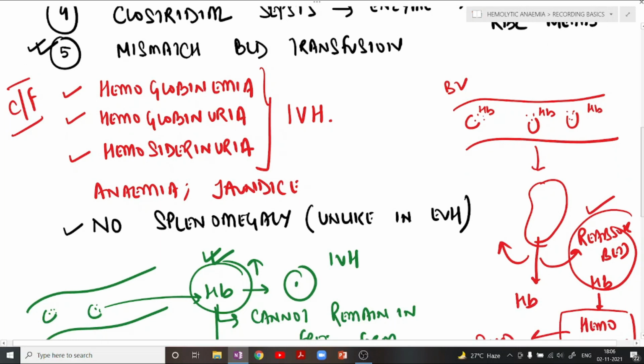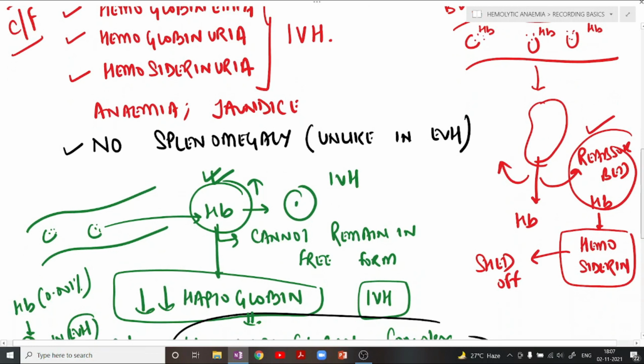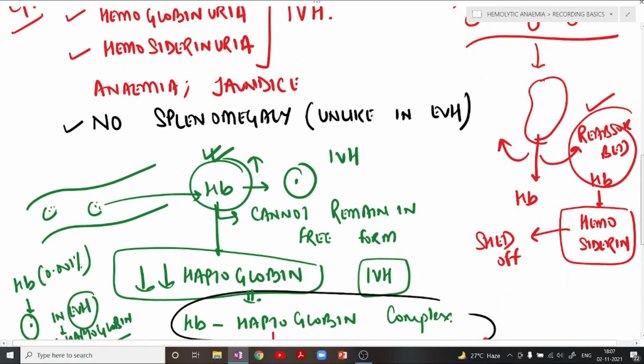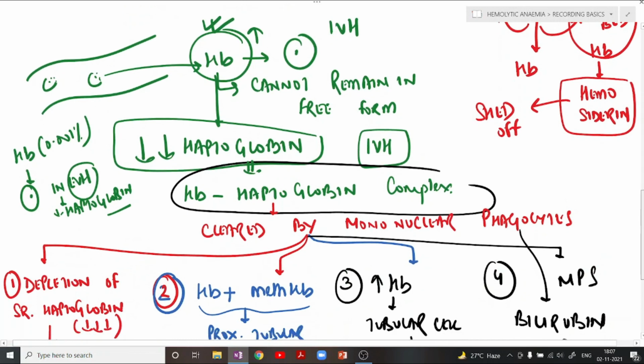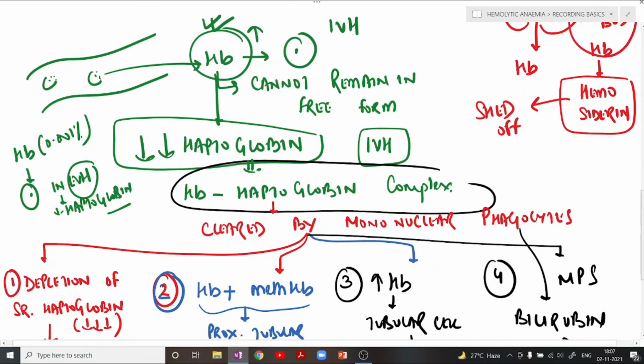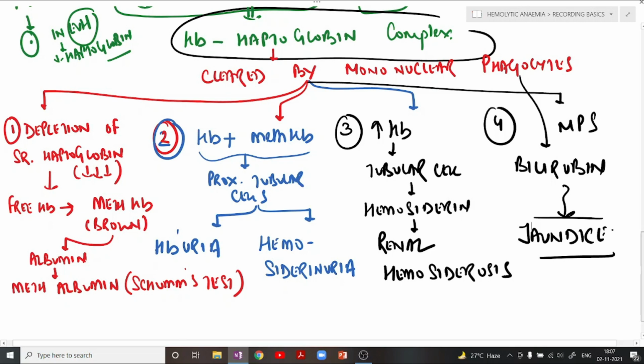Okay. Now remember, very importantly, there is no splenomegaly unlike EVH. Now remember, once it comes into the circulation, we have to understand that it cannot remain free. So it is going to bind with a serum plasma protein called haptoglobin and will give rise to a hemoglobin-haptoglobin complex, which is then cleared by the mononuclear phagocytes. Now remember, the first important aspect of IVH is that there will be an excessive fall of serum haptoglobin levels.